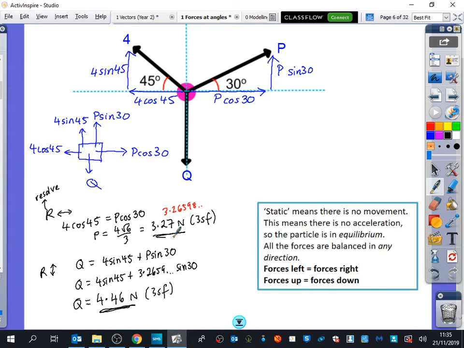Always do your answers to 3 significant figures, or you can even do them to 2 significant figures. The advantage of doing 2 significant figures is if you've used a rounded version earlier on, you can then round it again, and it usually should give you the correct answer for the ending bit.